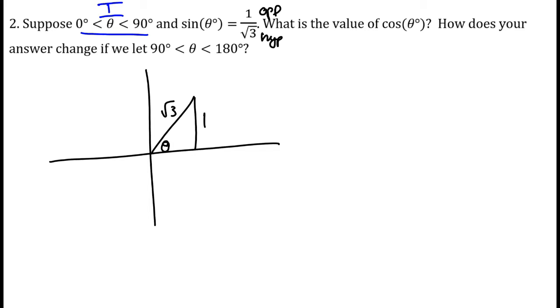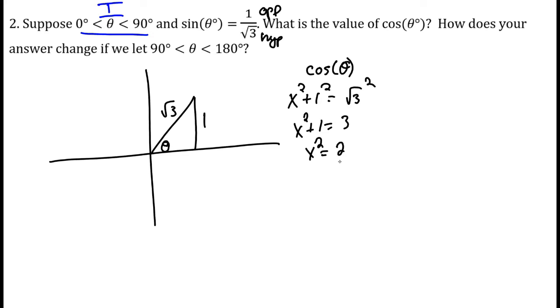So I'm not in the unit circle here, but these ideas still apply. What's the value of cosine theta? Well, how do I find the third side of a right triangle? The Pythagorean theorem. Leg squared plus leg squared is hypotenuse squared. X squared plus 1 equals 3, so x squared equals 2. So x equals the square root of 2. So what's the value of cosine theta? The value of cosine of theta is adjacent over hypotenuse, radical 2 over radical 3. We can leave our answer like that for now.